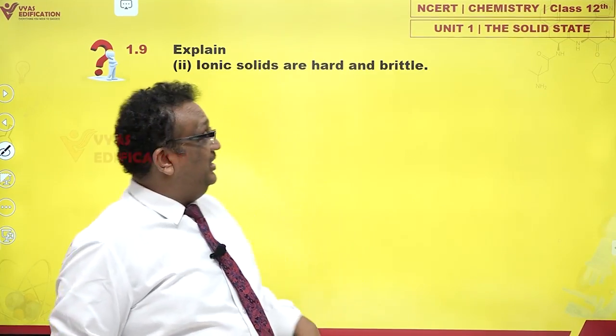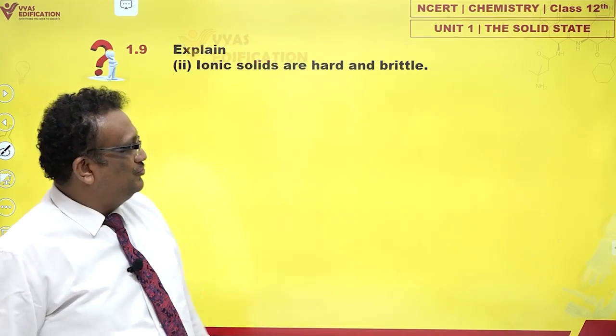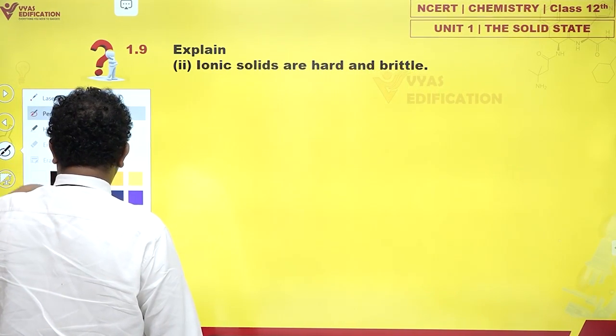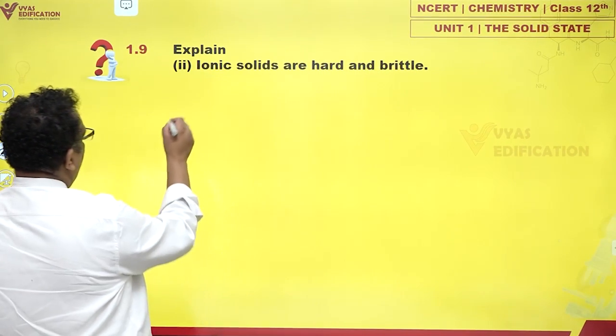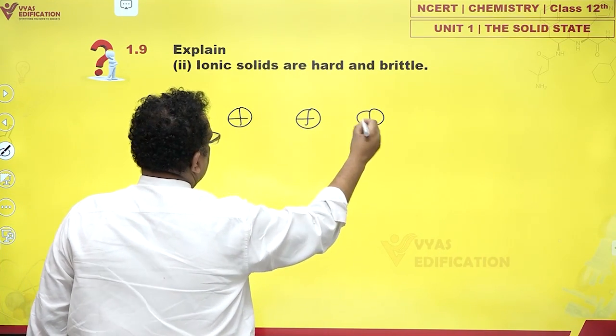Explain that ionic solids are hard and brittle. Why should they be hard and why should they be brittle? That's a very beautiful and a very simple explanation. Let me first draw a metallic solid for you. Well, we have cations, cations, cations, cations.